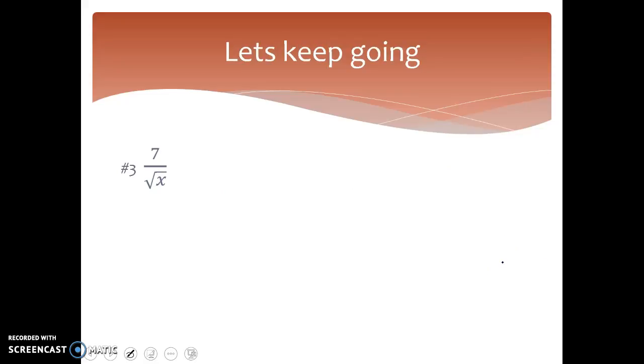Let's take a look at what happens if the denominator, underneath the radical sign, has a variable in it. We're going to do it the same way. We're just going to take the square root of x over the square root of x here. So in the numerator, I'm going to have 7 times the square root of x.